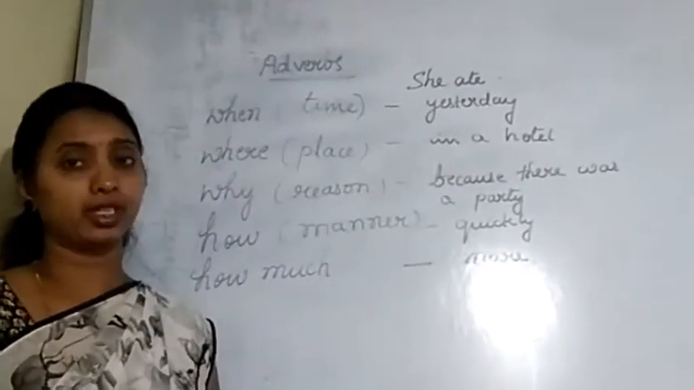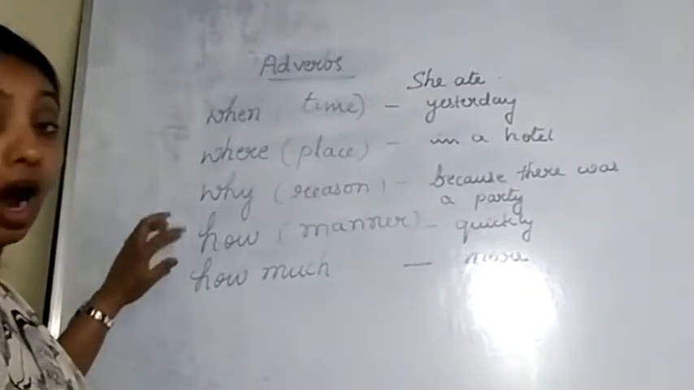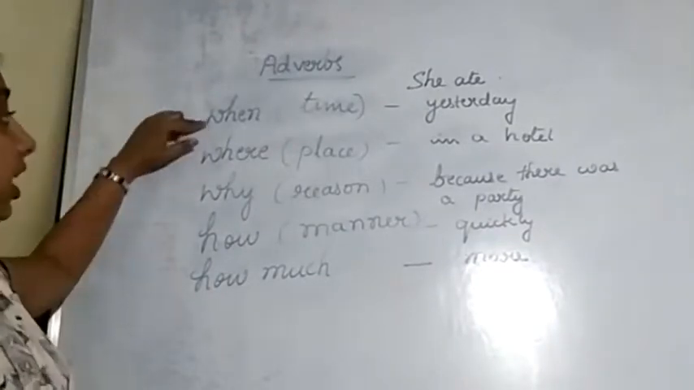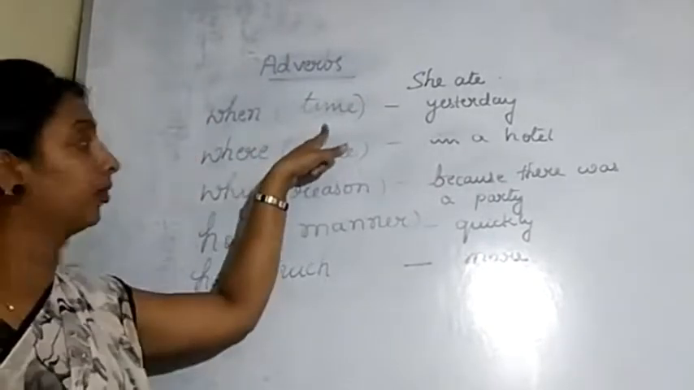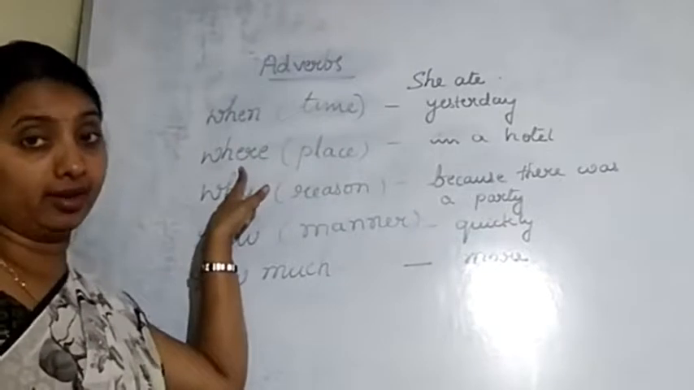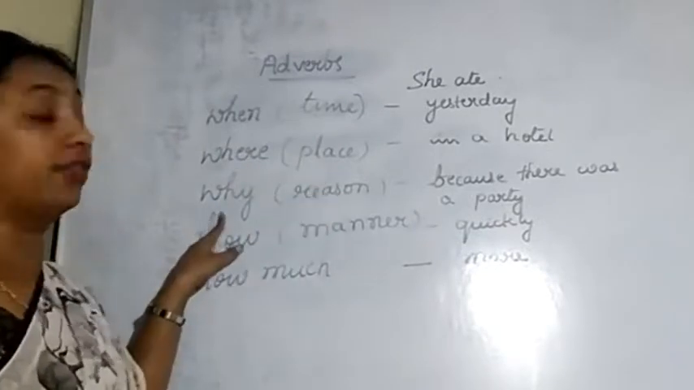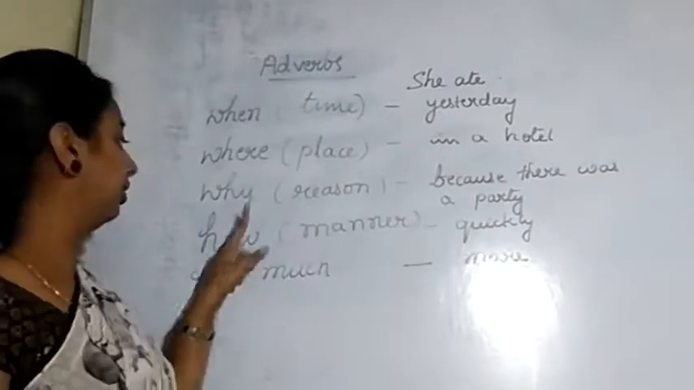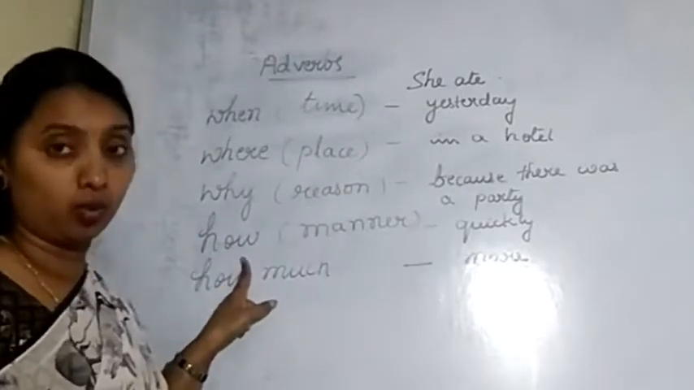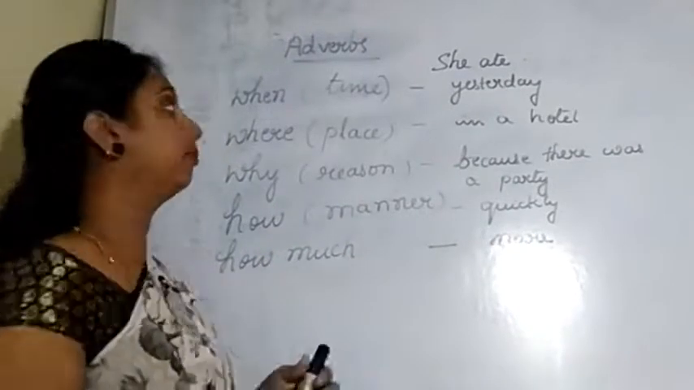Usually, adverbs give answers for when, where, why, how much. If it gives an answer for when, we will say adverb of time. If it gives an answer for where, we will say adverb of place. If it gives an answer for why, we will say adverb of reason. If it gives an answer for how, we will say adverb of manner. We'll take some examples now.